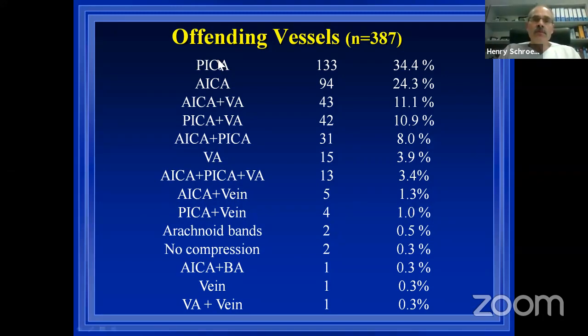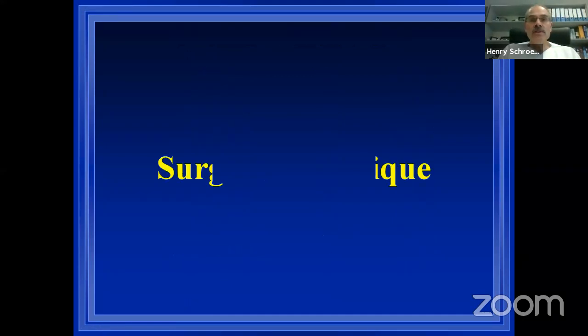And this is a series of our study. You see the most compressing vessels, and the combinations: PICA with vertebral artery, AICA with vertebral, PICA, AICA. Then sometimes there's a vein. What is very interesting, we had 2 cases where we saw something that has not been described previously in the literature. I will show you the cases later.